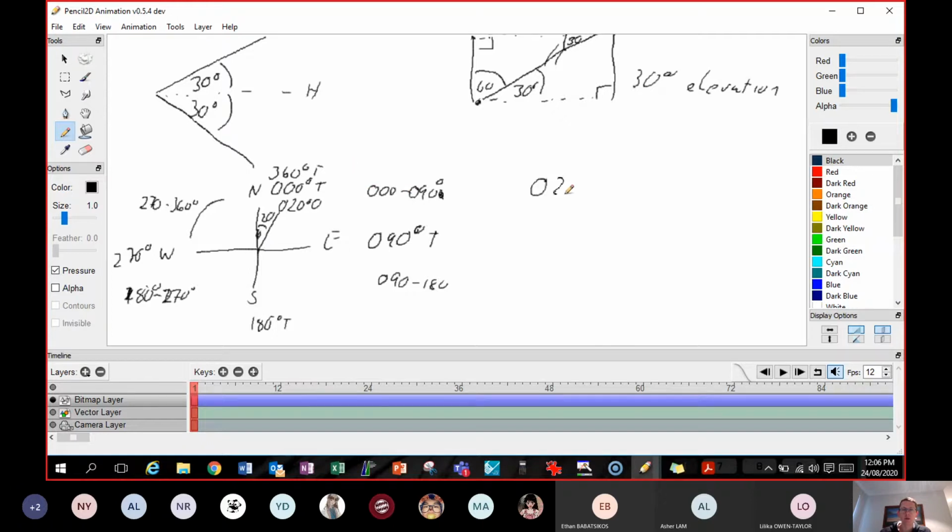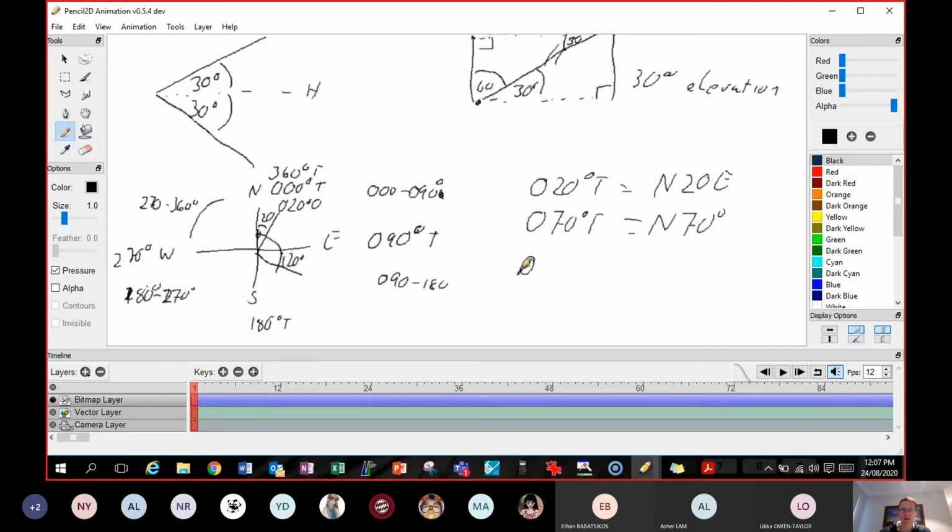So 020 degrees true is the same thing as going, well, start at the north and move 20 degrees to your east. If I had a degree of, say, 070, which is down here, well, you start at your north and move 70 degrees to your east. Let's say I had 120, which is in here, 120, all the way around here. If this is 120, what would that be?